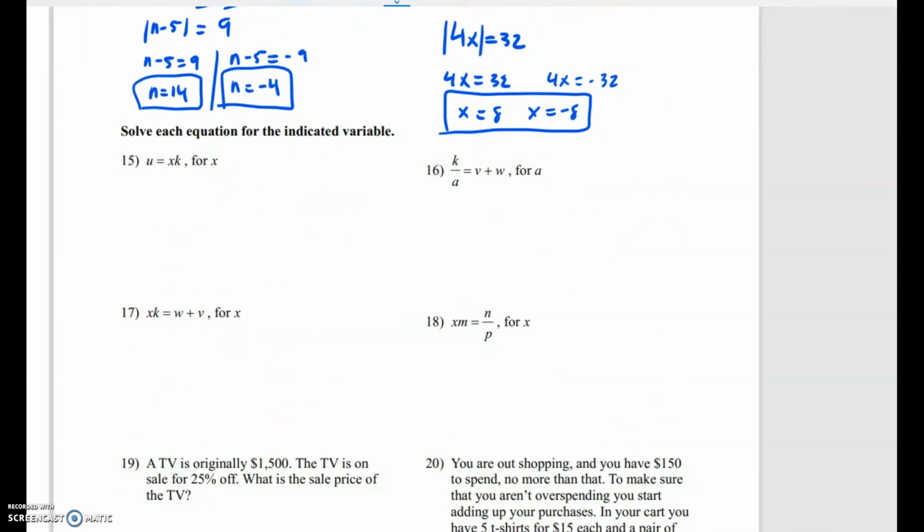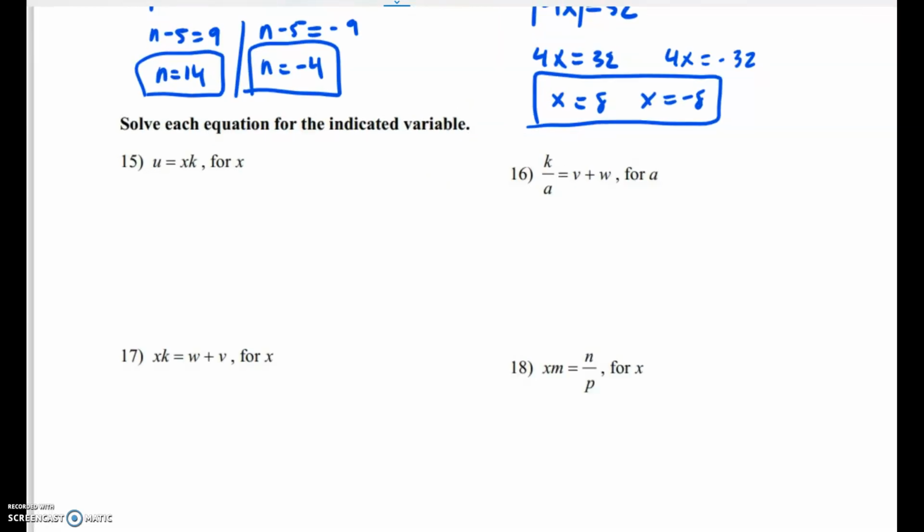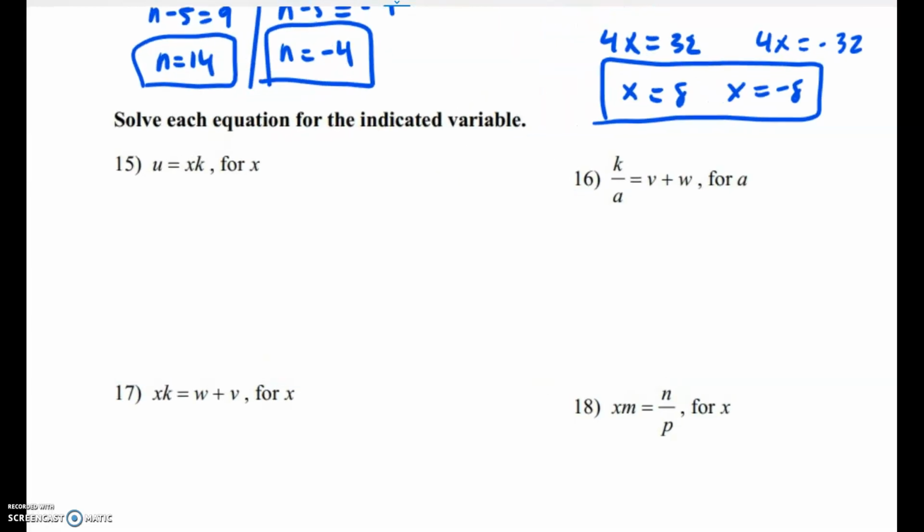The next section says solve each equation for the indicated variable. These are the literal equations where you're trying to get one of the letters by itself. Looking at number 15, I want to get x by itself. So remember, everything else you can perform inverse operations to those other variables. The only thing is, at the very end, your answer is going to look different than what we typically see. You're not going to have x equals one number. You're going to have x equals some expression.